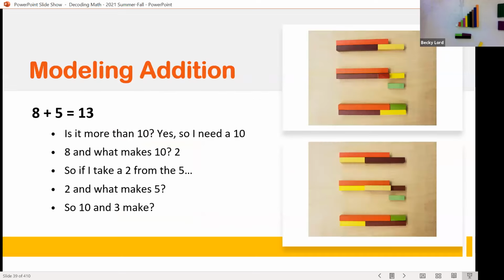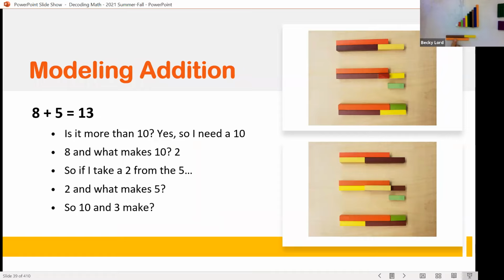Okay, so just to show you quickly how you would do a larger number. Well, what if I have 8 plus 5? Students will take out an 8 rod and a 5 rod, put it end to end. And then the question I usually have them ask is, is it more than 10? Yes, it is. So anytime it's 10 or more, we can tell visually. If not, they can always just try it.